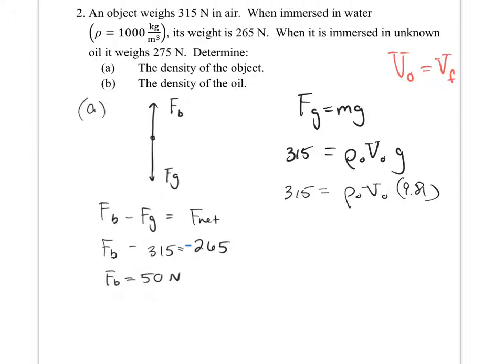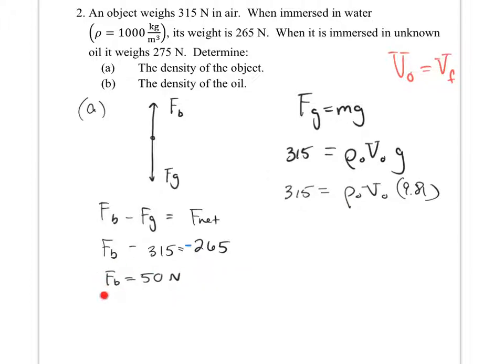So really, if I want to continue this problem, take a look please. If I want to solve for rho O right here, I need VO. But to get VO, I need VF. Again, let's go through that process. If I want the density of the object, I need VO. But to get VO, I need VF. Once I have VF, I set that equal to VO, it goes in here, and I get rho O, the density of the object.